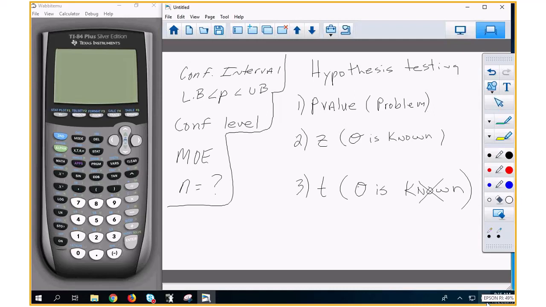Okay? Now, when you do hypothesis testing, and we're going to go over the formulas with all these. I'm going to go ahead and on the next slide, I'm going to write the formulas. But I just want everybody to know that that's what I'm going to test you on. I'm going to test you on a p-value problem. I'm going to test you on a z-value and a t-value.